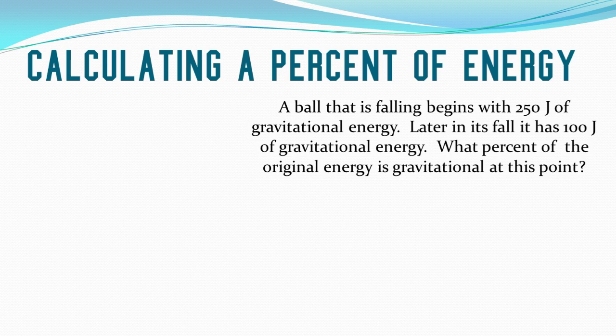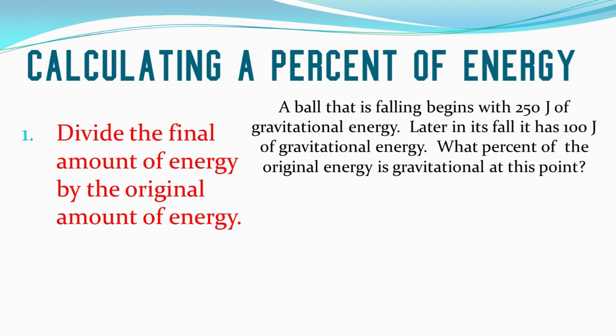A ball is falling. It begins with 250 joules of gravitational energy. Later in its fall, it has only 100 joules of gravitational energy. What percentage of the original energy is gravitational at this point? It started with all gravitational. 100% of the energy was gravitational. That 100% represents 250 joules. Later, there's only 100 joules, so I can compare how much gravitational energy I have later to how much I started with in my total amount of energy.